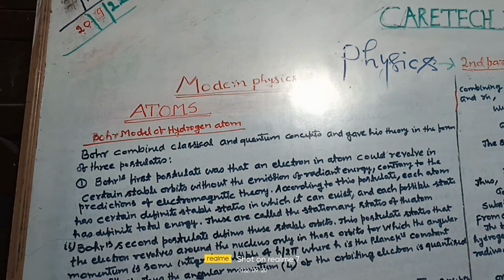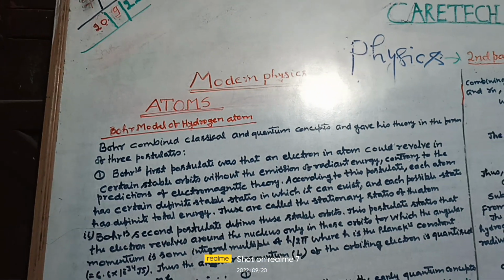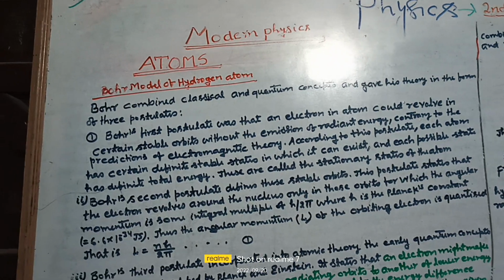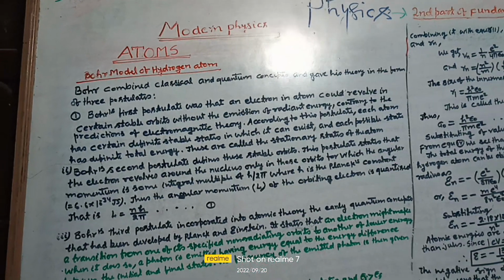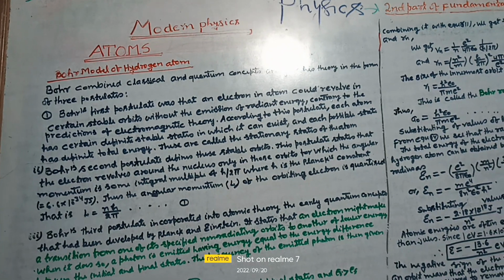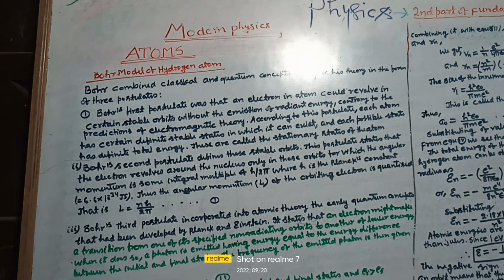Today, we shall study about Bohr model of hydrogen atom in the chapter Atoms. Bohr combined classical and quantum concepts and gave his theory in the form of three postulates.